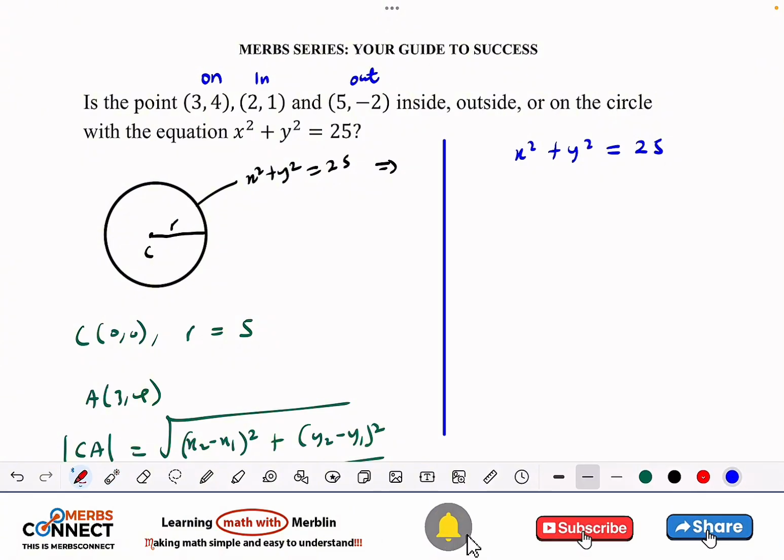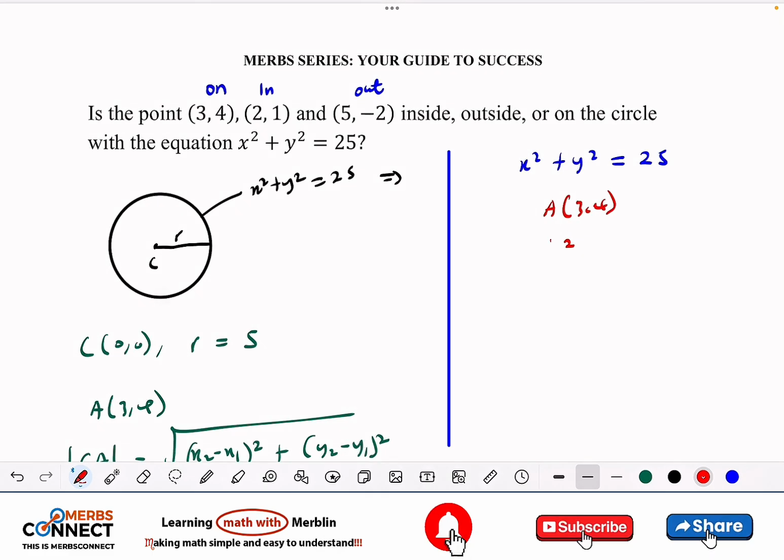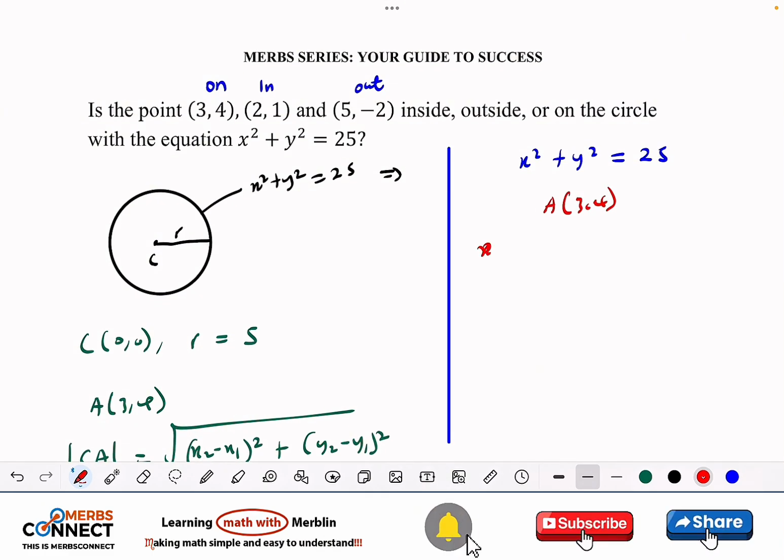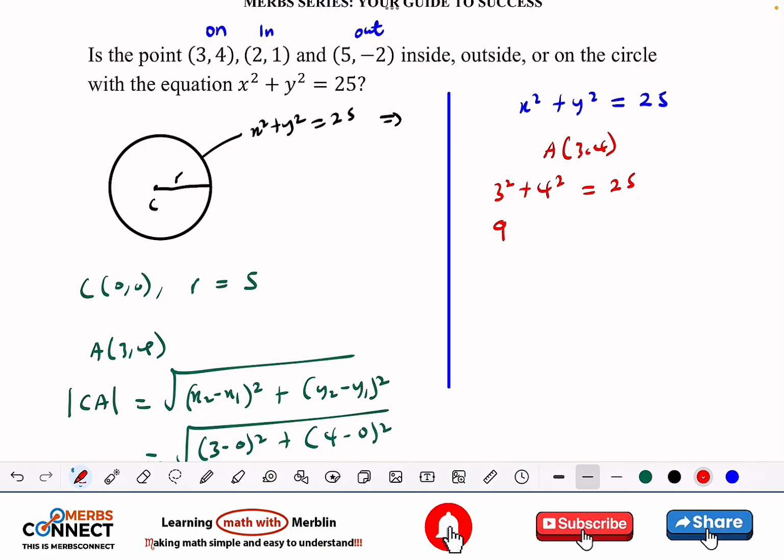So if I leave it in this form, let's pick the first point, A. We are saying that A is (3, 4). So let's plug it in. We are looking at the left. So x squared plus y squared is equal to 3 squared plus 4 squared. 3 squared is 9, 4 squared is 16, equal to 25. This is 25, which is equal to 25. Indeed, they are the same.